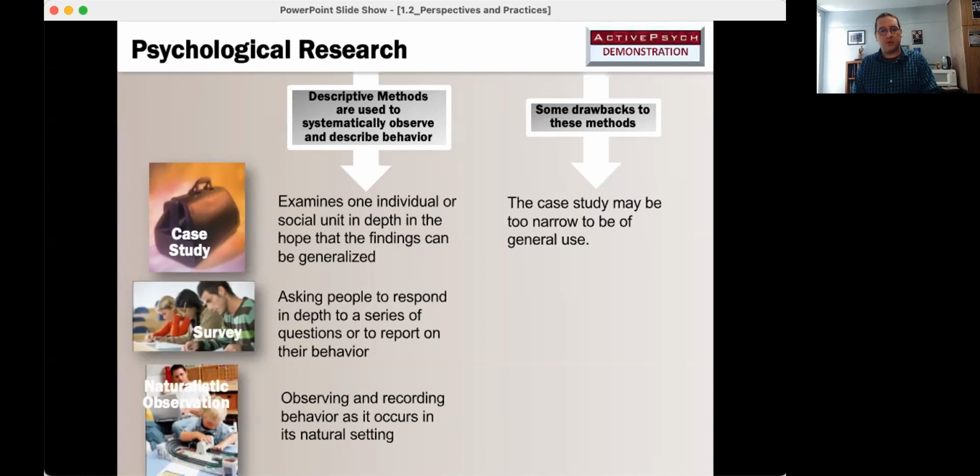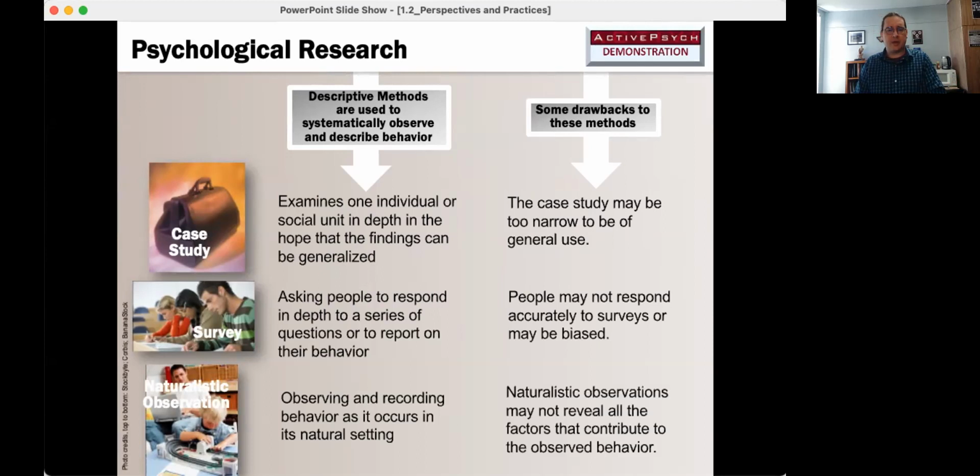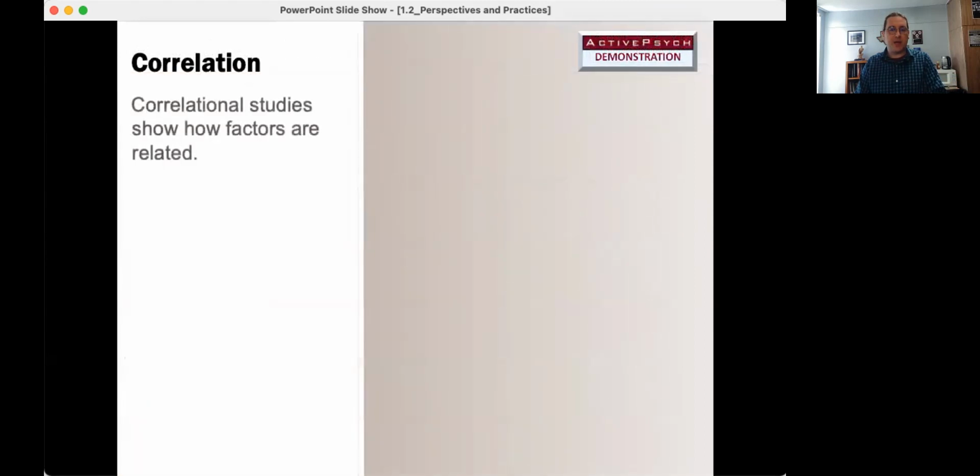So that's one of the drawbacks to descriptive methods. People may not respond accurately to surveys, and I'll talk about that a little bit more later as to how to get better data. And naturalistic observations may not reveal all the factors that contribute to the observed behavior, okay?